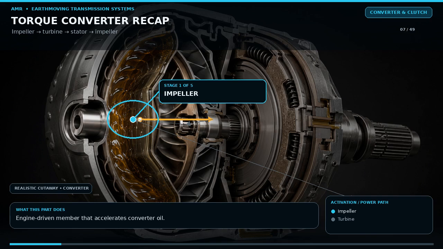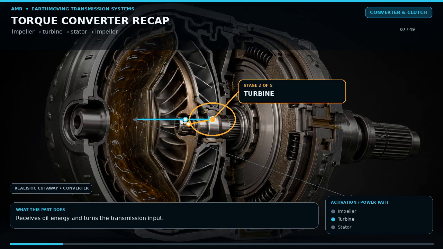A torque converter is a fluid coupling with three main rotating elements. The engine turns the impeller. The impeller accelerates oil outward and sends it into the turbine. The turbine turns the transmission input shaft. Oil leaving the turbine meets the stator.